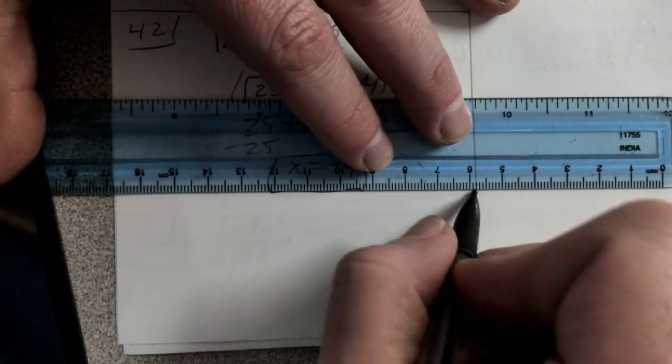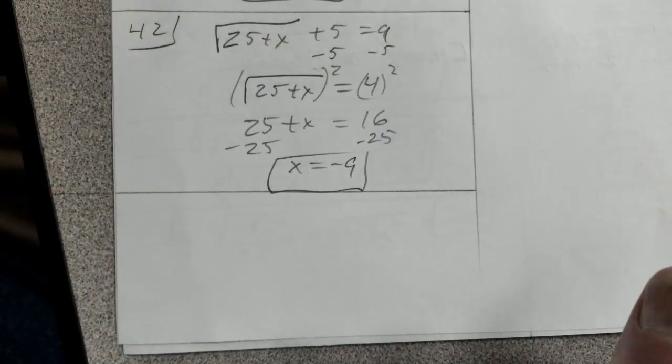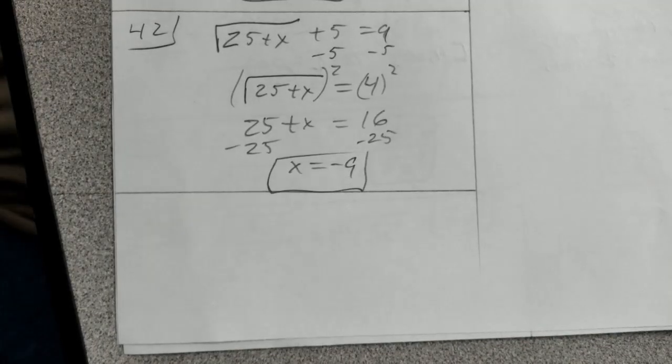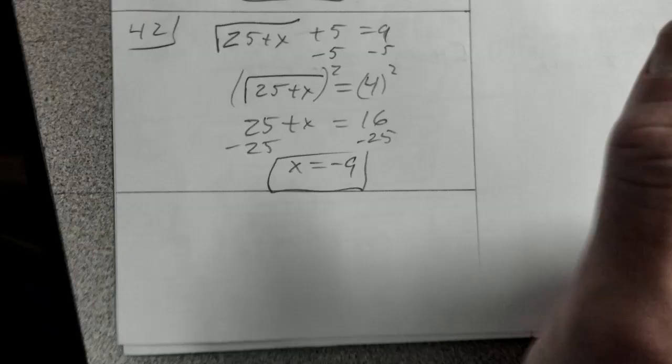Which is not proper Spanish for negative 9. I think it's nueve negativo. That's what I think it actually is, but it feels like a mouthful just to say negative 9.